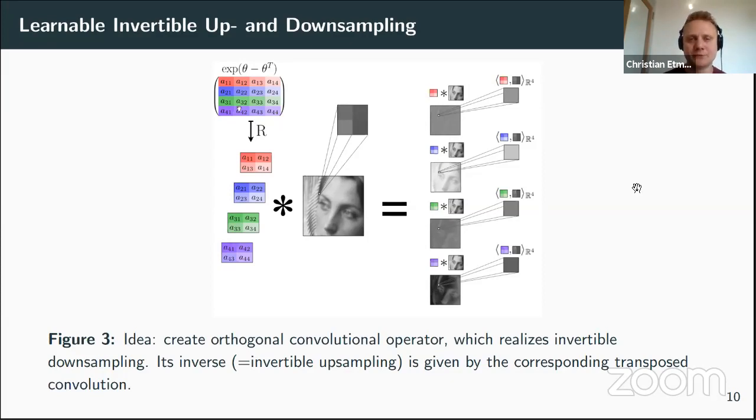And this is actually an orthogonal operation, meaning that the corresponding transpose convolution will very simply give us its inverse. So we can also express the invertible upsampling with the corresponding transpose convolution, where the corresponding primal convolution is its inverse. So it's a very simple concept in practice. We just need to be able to somehow calculate the matrix exponential of this skew-symmetric matrix and be able to calculate all of the derivatives.